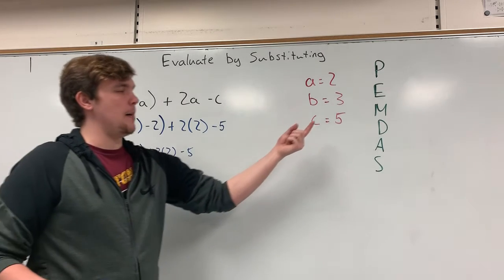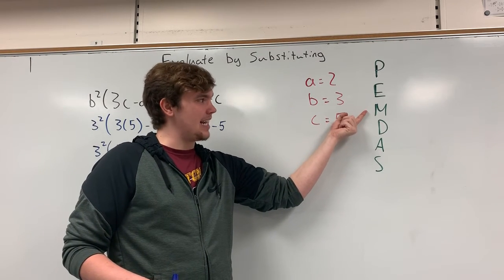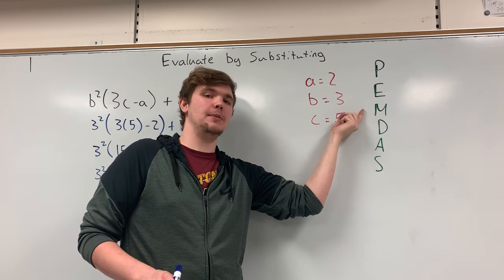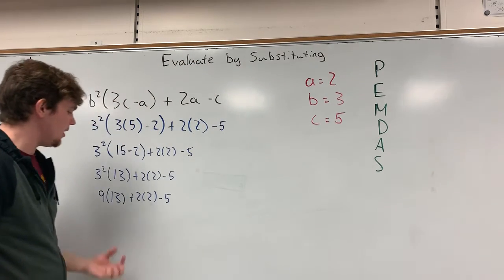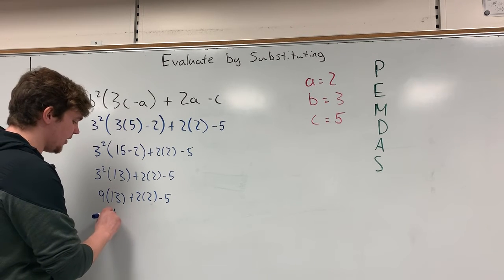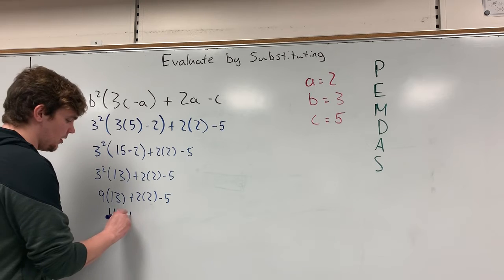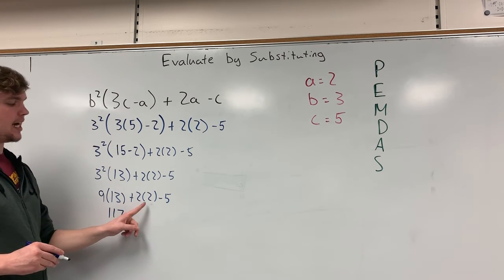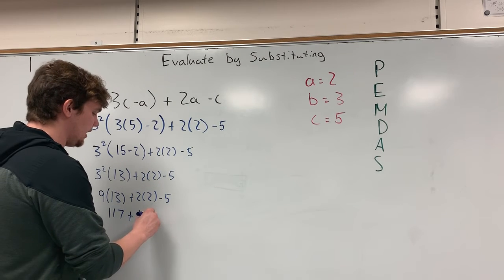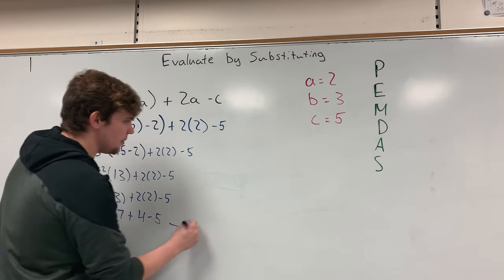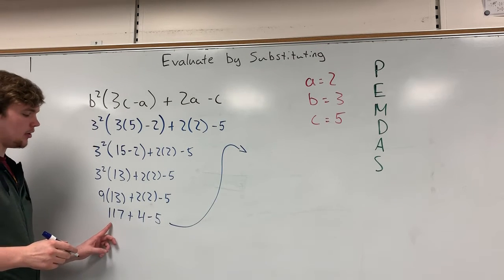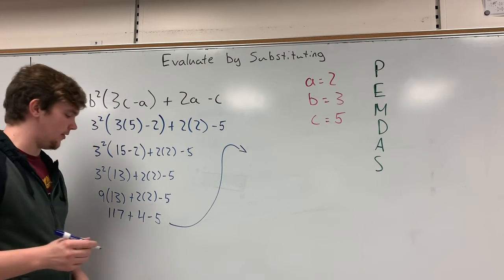Well, multiplication is the next step on my order. Okay, so I'm going to do all the multiplication in the problem as I can. So 9 times 13, I believe, is 117, plus 2 times 2 is 4, and minus 5. Let's bring this party up here. Now I have 117 plus 4 minus 5.